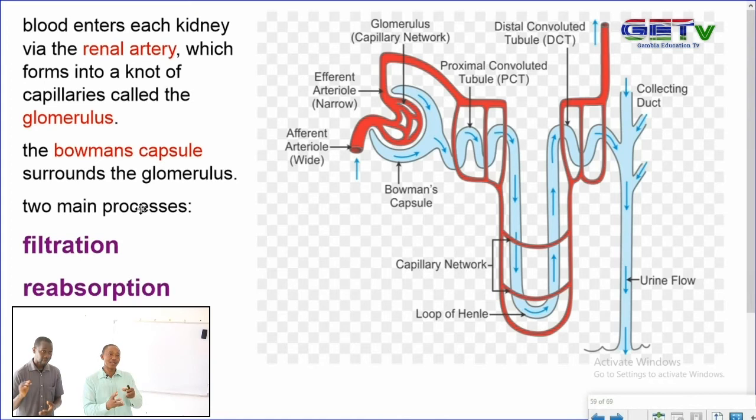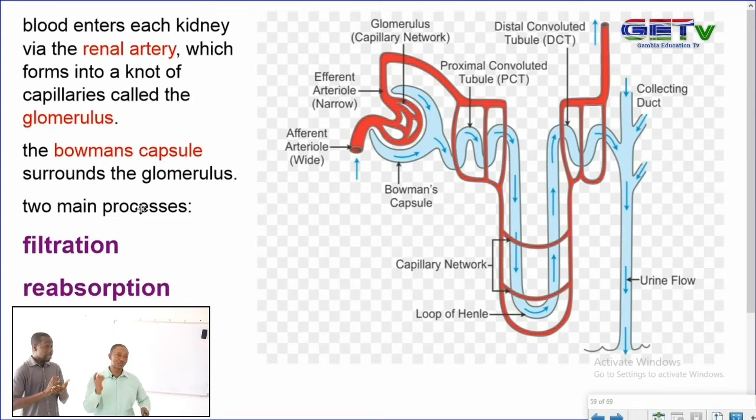Now, this is where the actual cleansing of the blood takes place, because once the glomerulus is inside the Bowman's capsule, filtration occurs. What happens is everything that is in the blood filters down except the blood cells.